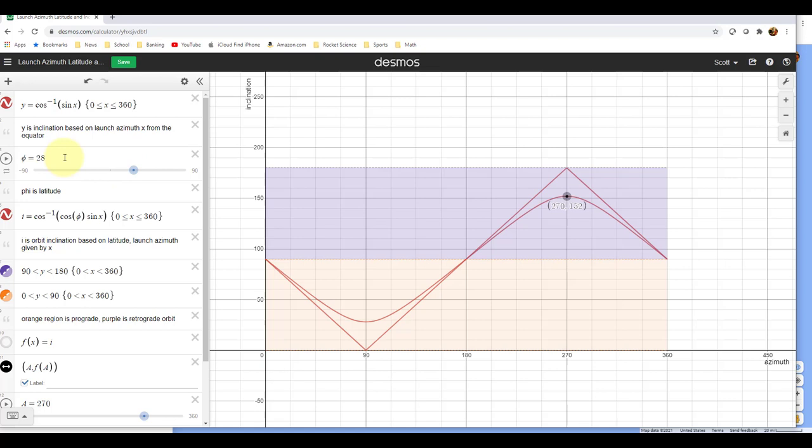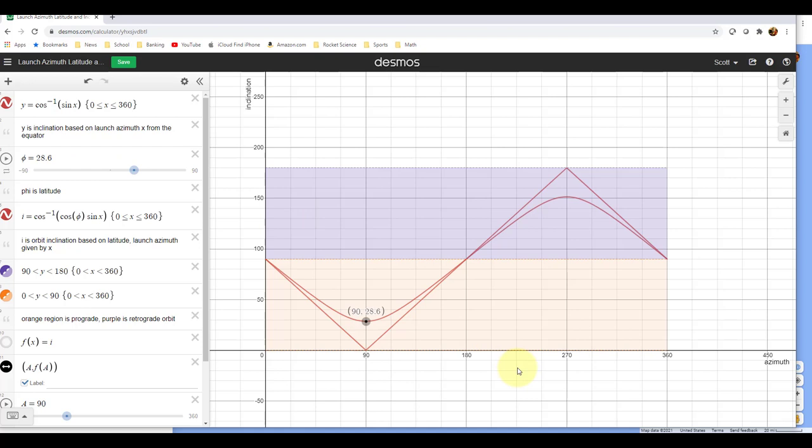If I set that, let's say, to 28 degrees, you can see that it's changing the minimum and maximum orbit inclination that you could achieve directly from launch. For example, as we've seen, if you launch directly east at a latitude of 28 degrees, well, the inclination is going to be 28 degrees. I can set this to 28.6, exactly the latitude of the Kennedy Space Center.